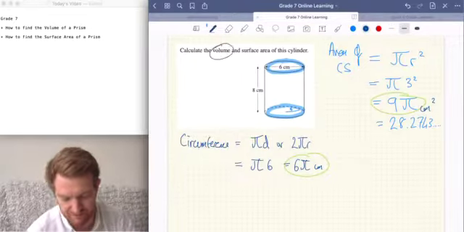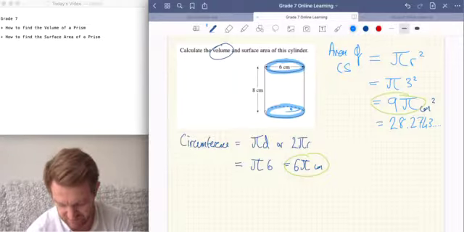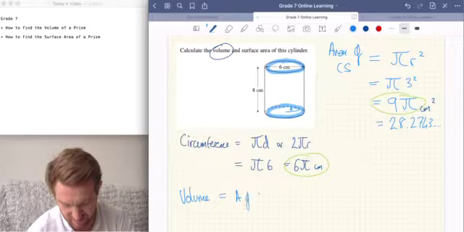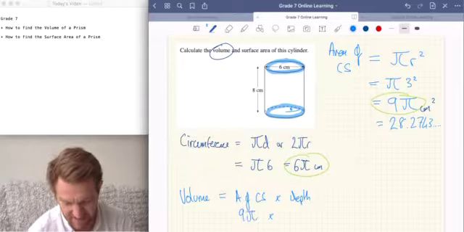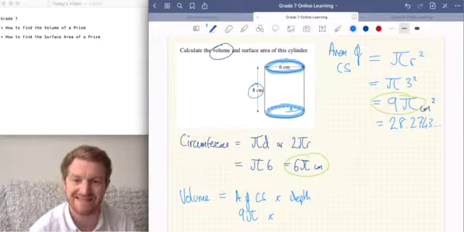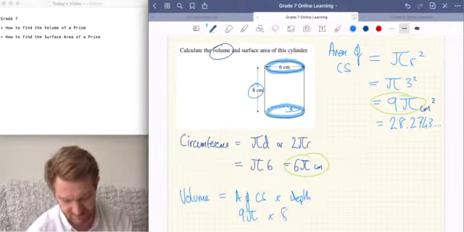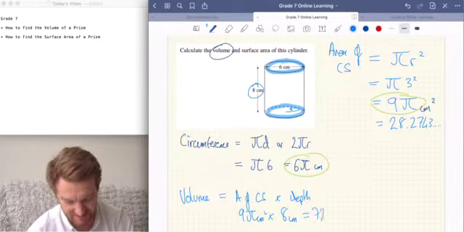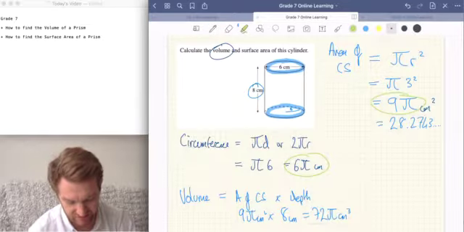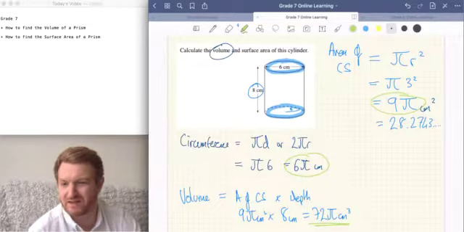We want to do the volume first. Volume's a more straightforward one. We know it's the area of the cross-section times the depth. So it's going to be 9 pi times the depth. Now the depth is the distance between the two, the top and the bottom here, or the front and the back. So it's 8 centimeters. 9 times 8 is 72, and we add the pi, centimeters cubed. As you can see, if you leave it in pi, it gives you a nice whole number.